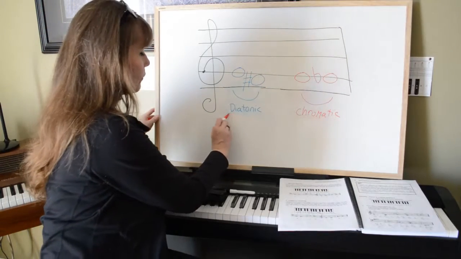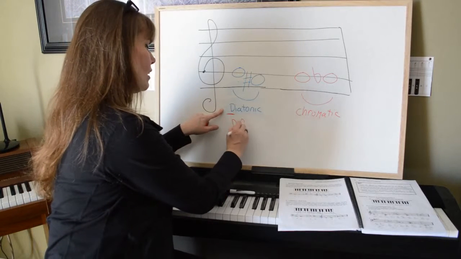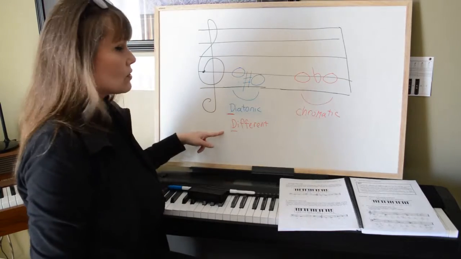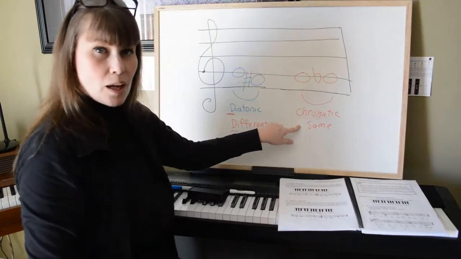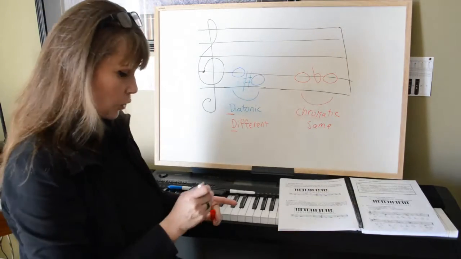So always remember, D for diatonic and D for different note names. And chromatic means the same note name. So that's diatonic and chromatic semitones. I hope this helps.